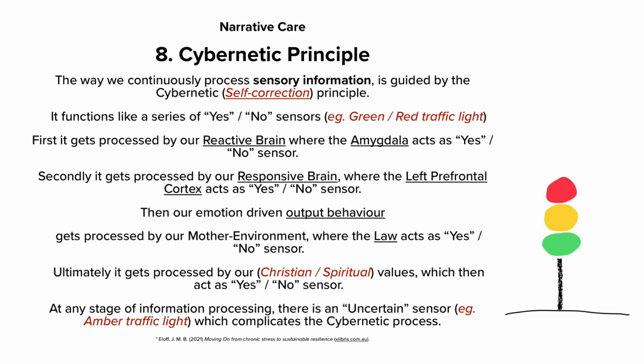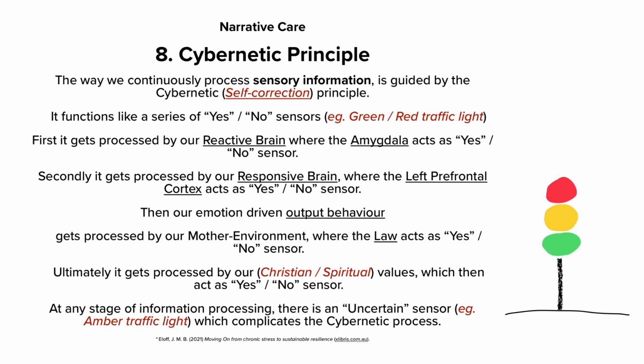The cybernetic principle. The way we continuously process sensory information is guided by the cybernetic or self-correction principle. It functions like a series of yes or no sensors, like the green and red traffic lights. First, it gets processed by our reactive brain, where the amygdala acts as yes or no sensor. Secondly, it gets processed by our responsive brain, where the left prefrontal cortex acts as yes or no sensor.